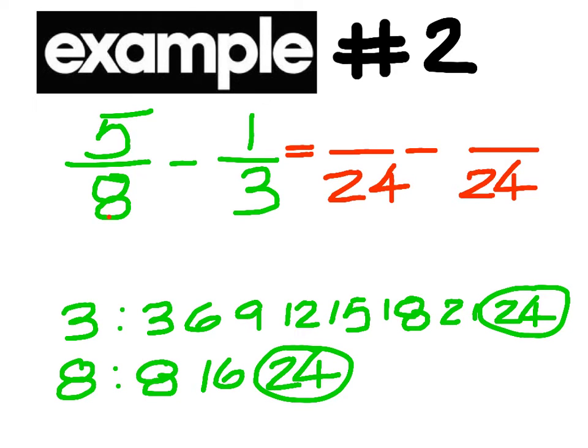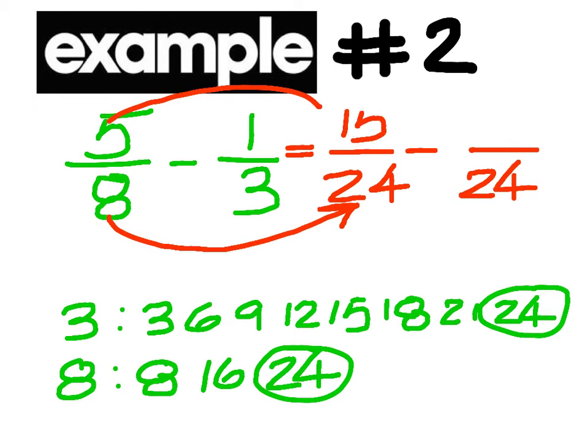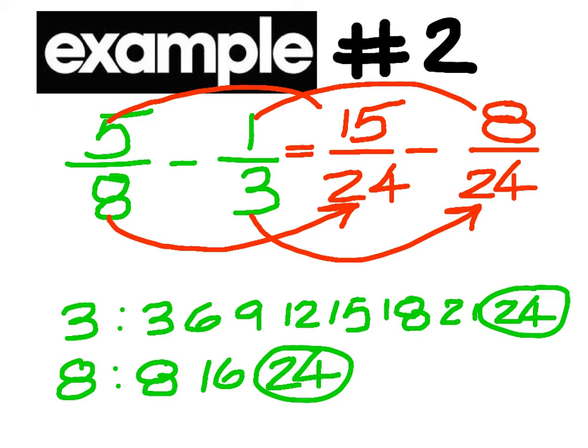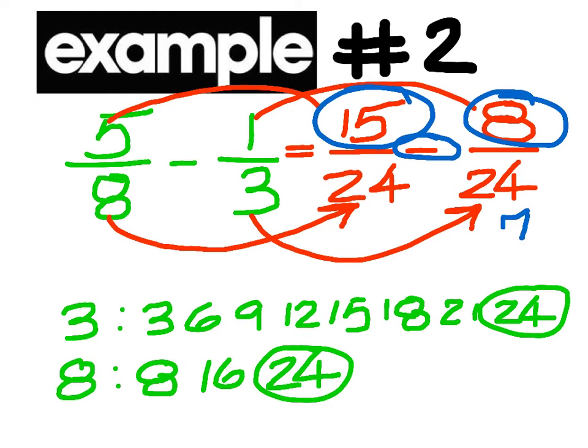Now figure out, what do I multiply 8 by to get this? 3. So 5 times 3 is 15. What do I multiply 3 by to get this? 8. You multiply 3 by 8, so 1 times 8 is 8. And from there you do this operation. 15 minus 8 is 7. So your final answer is 7 over 24.